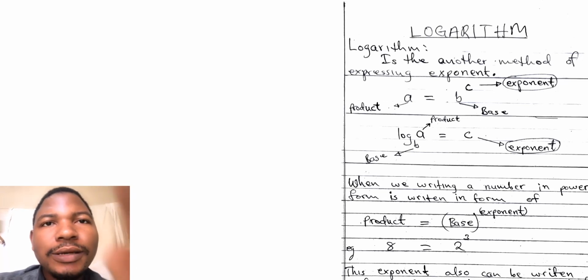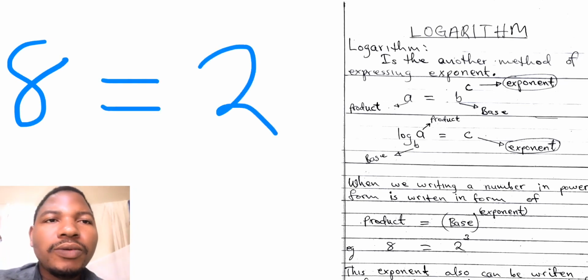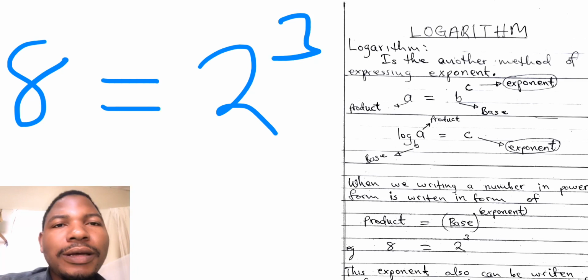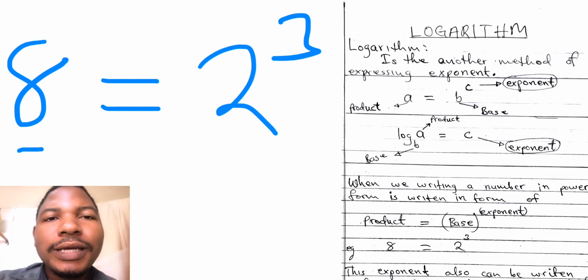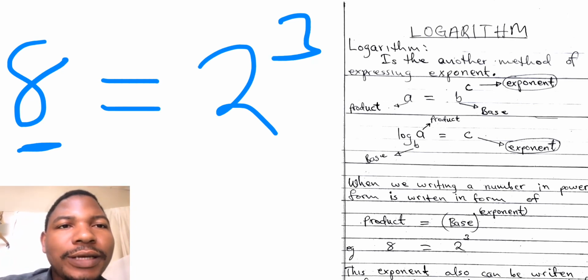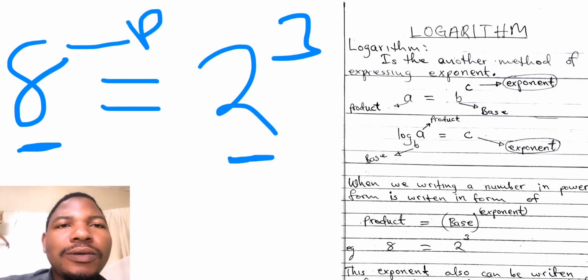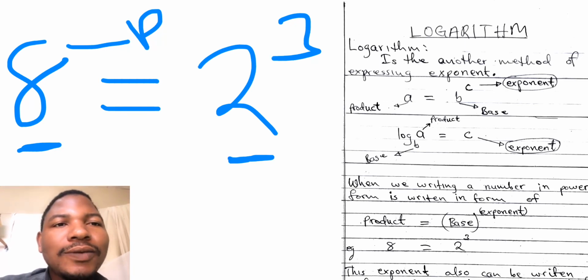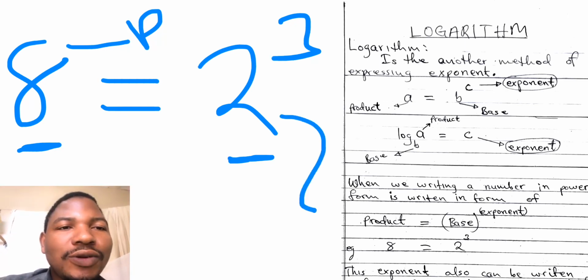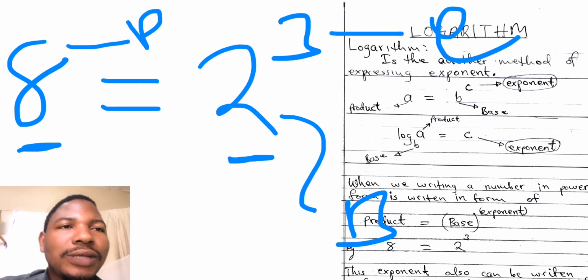For instance, suppose you have 8. This 8 in a power form will be 2 exponent 3. This is 8 expressed in terms of power form. But what is this 8? This 8 is a product formed after taking 2 exponent 3. So this 8, I can call it a product. Let me call it a product P. And this 2 is a base as usual. I think you know it. This is a base, and this 3 is what we call the exponent.